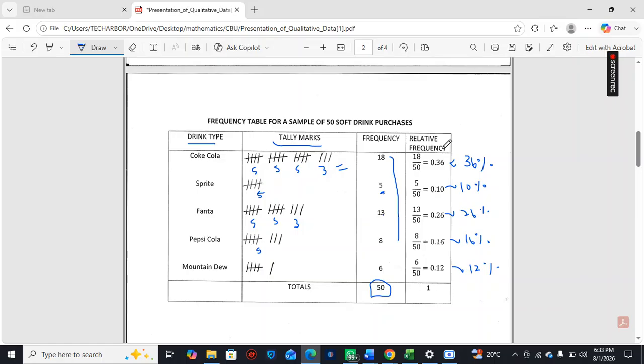Percentages. Yes, you can show it even in this manner. You won't be penalized. It's just that I'm giving you the bigger picture of what is happening. You're welcome, sir. Any other question?